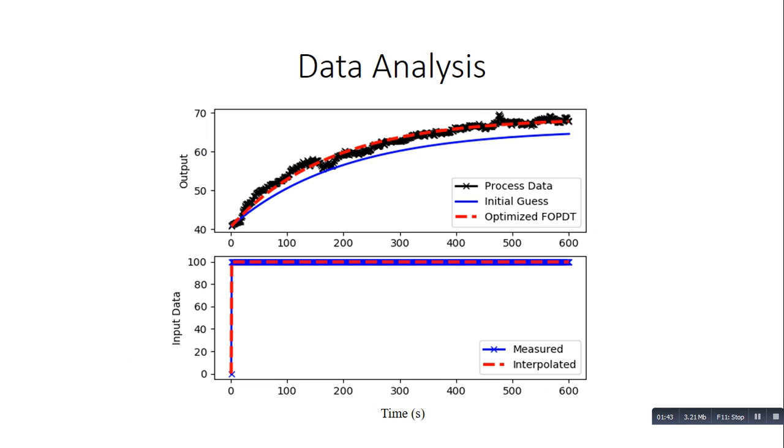And we also wanted to analyze an FOPDT model, which is a first order plus dead time model, and we wanted to optimize it to use those parameters as initial parameters for our P-only controller. And so the black line here is our optimized fit.